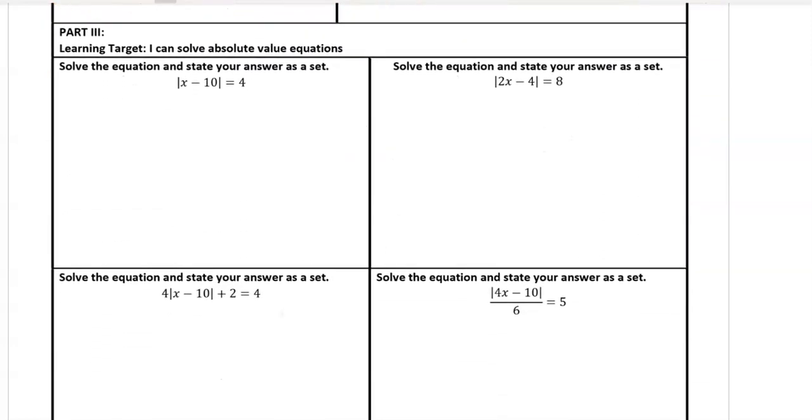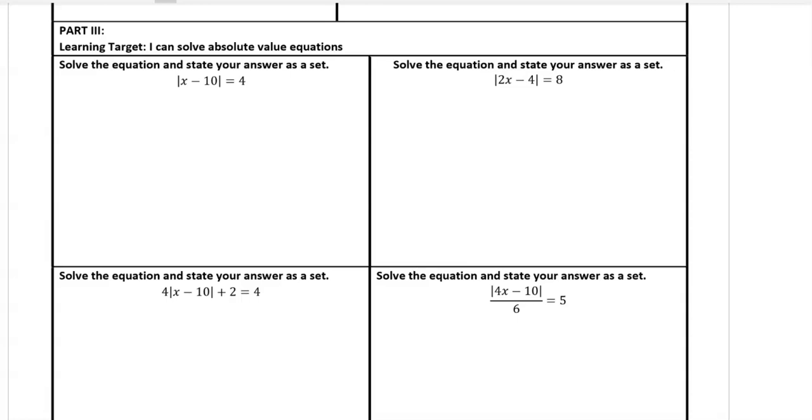I can solve absolute value equations. Solve the equation and state your answer as a set. All right, so we have the absolute value is equal to 4. Is this absolute value isolated? Yes. So we can go ahead and solve. How many solutions do we have? It's a +4. So we have a positive and a negative solution.